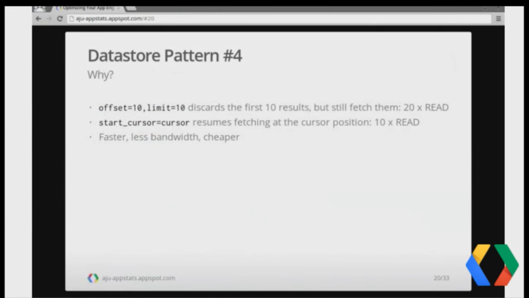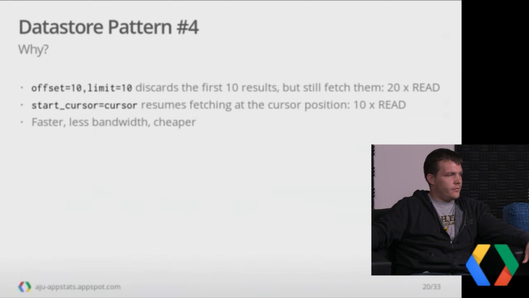Okay, so move to the next slide. So why is this? Essentially what's going on is that when you use an offset, you're still essentially fetching the results, even the first 10 or first however many. You're just discarding them, but you're still needing to fetch them. And so it's a lot more expensive. And that is amplified if your offset is, say 500 or 900 or something like that, rather than just 10.